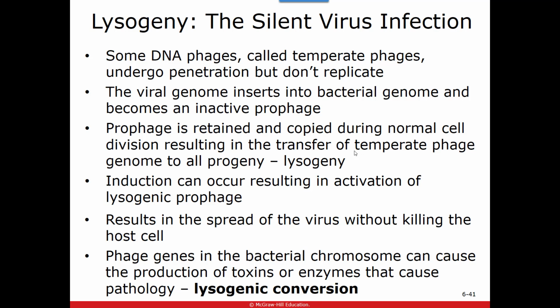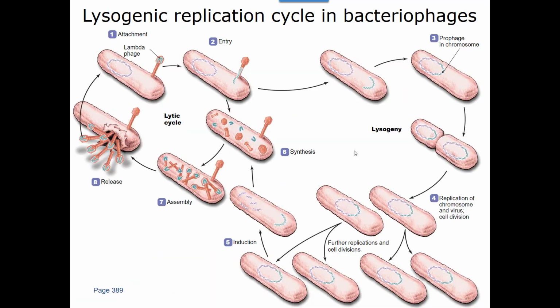Now, at any point, it can go back in and continue the process. I like my picture better. So here's the normal lytic cycle. Ignore all this right now. Normal lytic cycle, you have attachment, you have that entry of the genetic material, you have the synthesis of all the parts, you have the assembly, and then you have the release. However, there are some that go into this lysogeny stage, where after you have the entry of the nucleic acid, that viral DNA becomes part of the bacterial DNA.